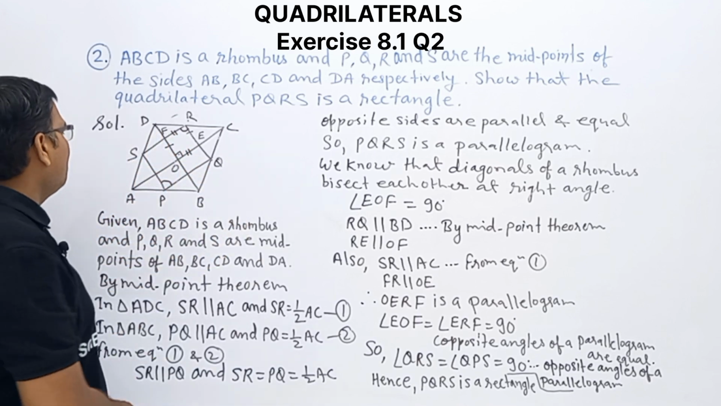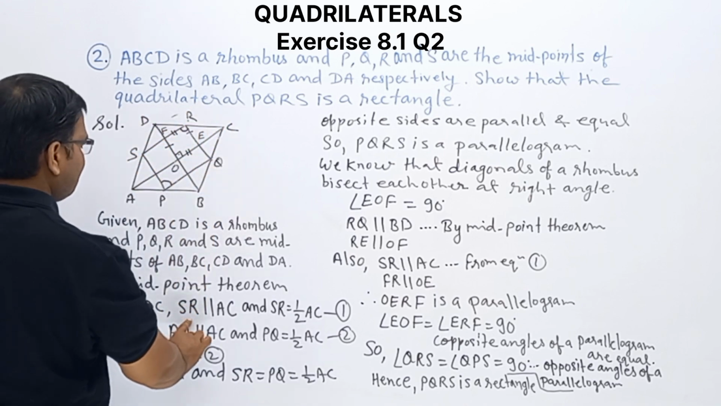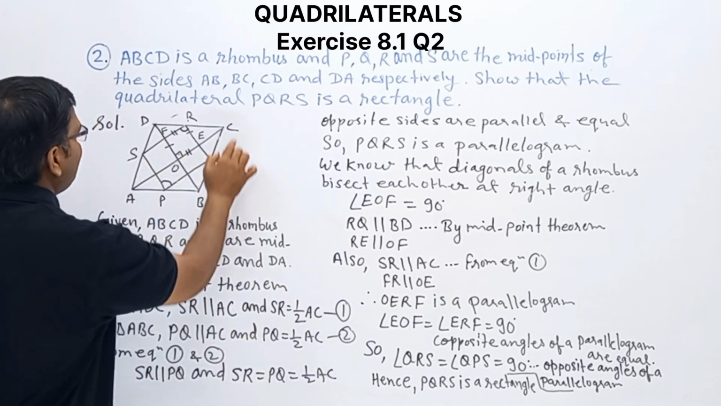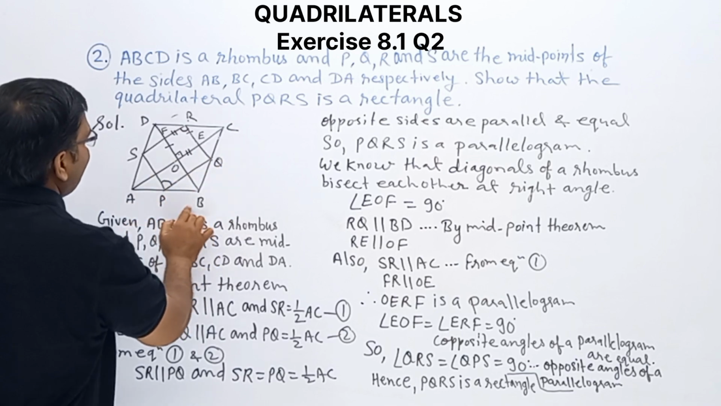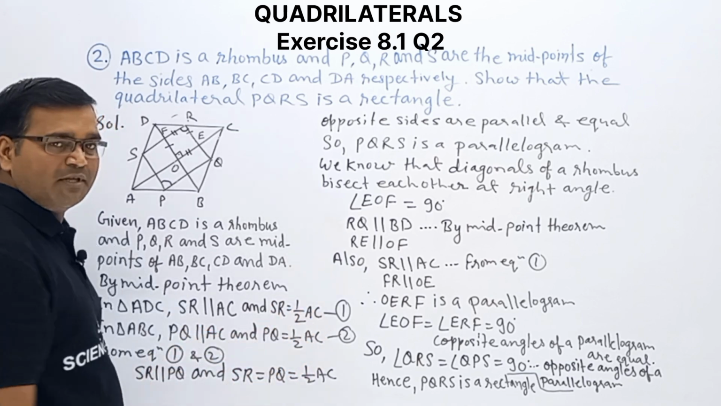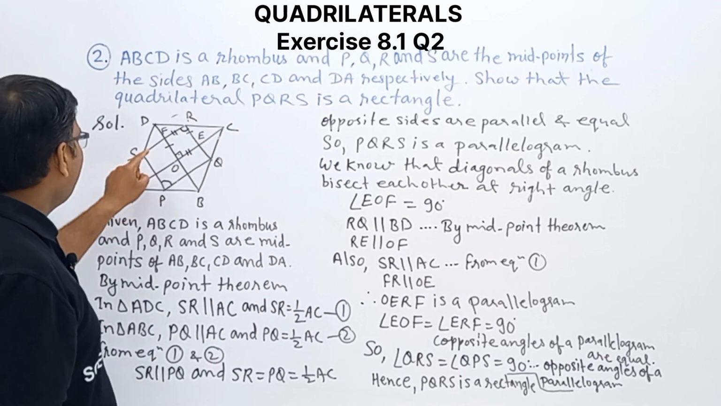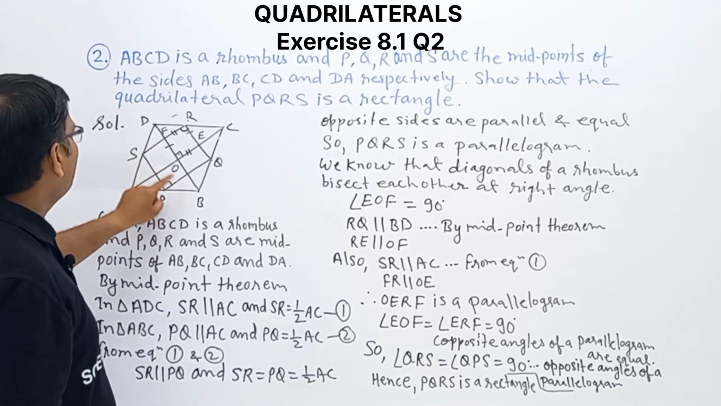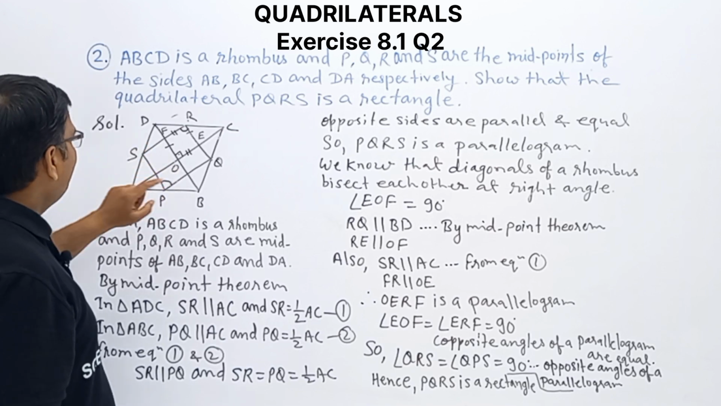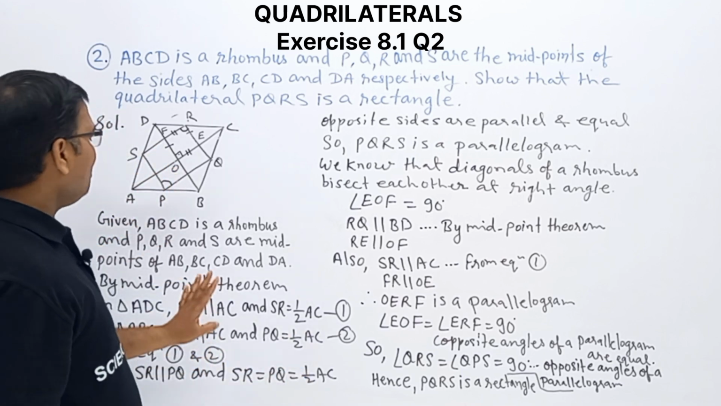So from the midpoint theorem we can say for this triangle ADC, SR is parallel to AC and SR equals half of AC. Clear? Similarly for this triangle ABC, PQ is parallel to AC and we can say PQ equals half of AC from the midpoint theorem. From both equations we can say SR is parallel to PQ and both are equal to half of AC.